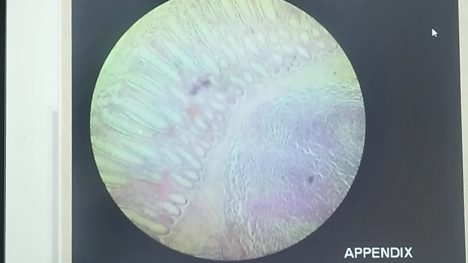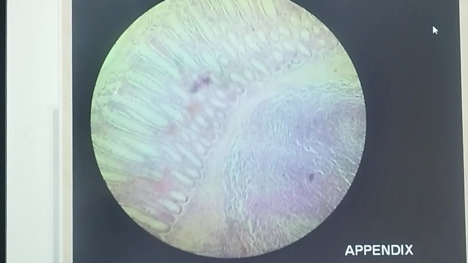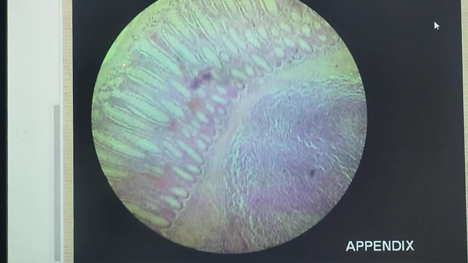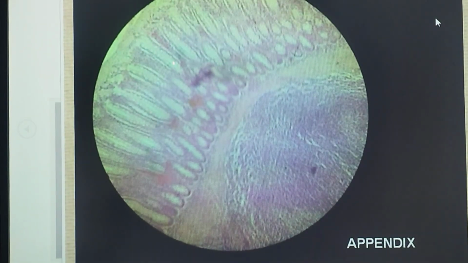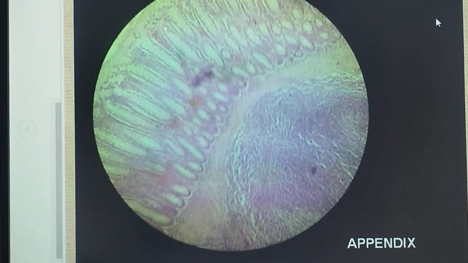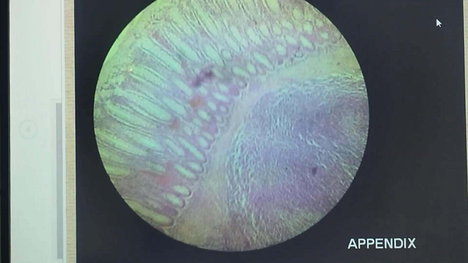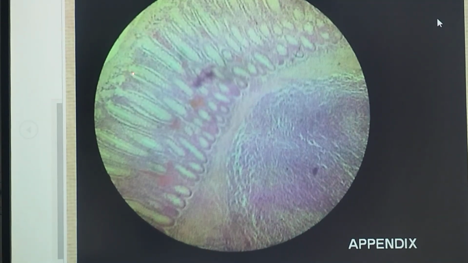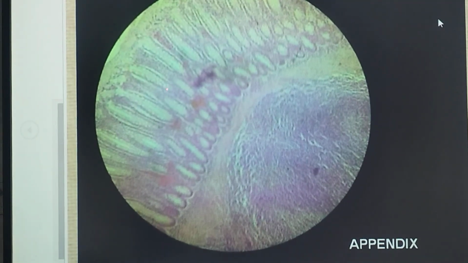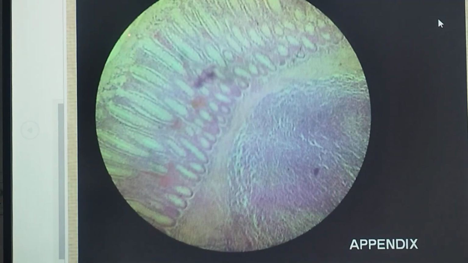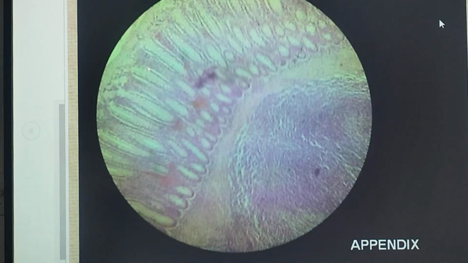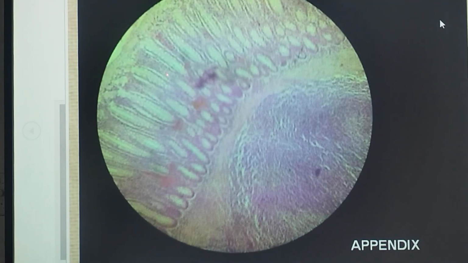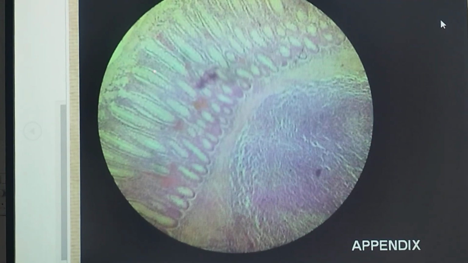So in the GIT, as you go from above to below, you will see that the goblet cells increase in number, and it is maximum in colon and appendix. So a lot of goblet cells. What are goblet cells? Goblet cells are unicellular mucus glands. So you can see crypts. These are the crypts, and then you can see plenty of goblet cells. The lining epithelium is simple columnar epithelium.